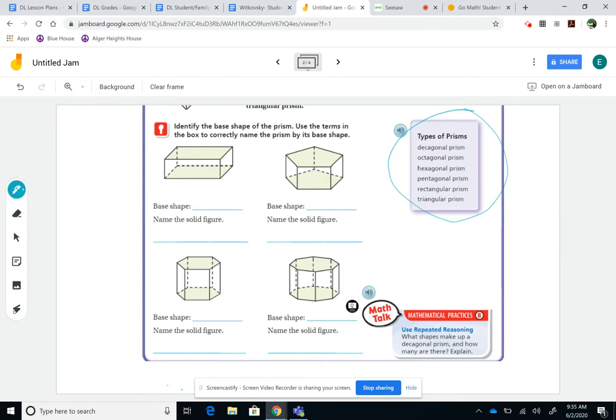Okay, so the first one, we would call that a box, right? It's like what Amazon ships stuff to your house in. But when you're talking in mathematical terms, you need to use the proper identification for it. So the base shape is the shape that it's sitting on. So what shape is that? It's a rectangle, right? Parallelogram, but we would call that one a rectangle. So I'm going to write rectangle here. Now mine is going to get sloppy. Please type for yours. You only have 9 of them. And then name the solid figure. So we're going to come back to the types of prisms, and we're going to look for one that says rectangle, and we have rectangular prism.